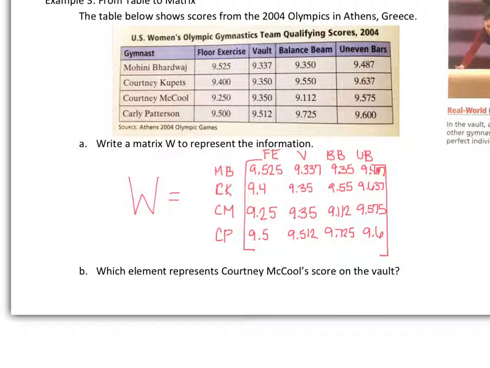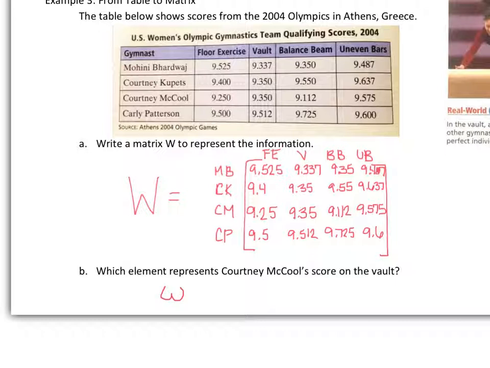All right, so last thing is that we're going to answer this question at the bottom. Which element represents Courtney McCool's score on the vault? So when we write an element, how do we do it? Do we represent it with an uppercase letter or lowercase letter? For an element, lowercase. So it's lowercase w.